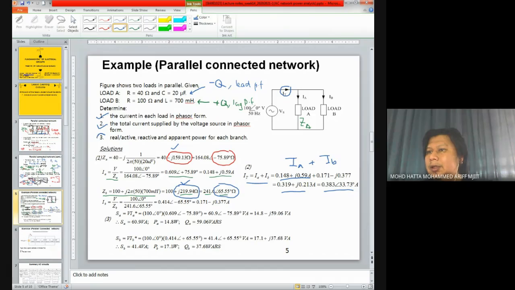The third one is to calculate the real or active, reactive, and apparent power for each branch. For each branch, I think the easiest way is by using the power formula, voltage and current multiplication. And remember, if you try to get the complex power, the S value, you need to use I conjugate over here. So for the first branch, to get the complex power, I will use V times IA conjugate. Here V is 100 with the angle of 0 degrees. For IA conjugate, you see that the sign over here has been changed.